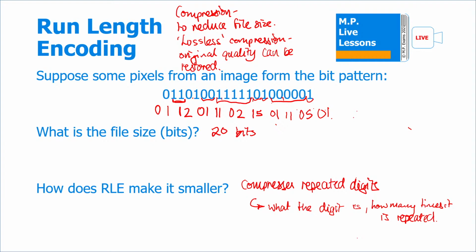Now if we add more repeating bits, and there's fewer single or double repeating bits, the file size would even be smaller. And that's the advantage with run length encoding. So if you have many repeating bits, you can simply compress them down a lot more.